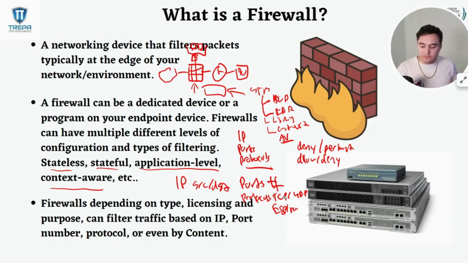But these firewalls, depending on the type, the licensing, and purpose, are going to do a number of different types of filtering, okay? And again, typically that firewall is going to sit on the outside of your network, but in line with the traffic flow, okay? So it can filter and inspect everything coming in and out.